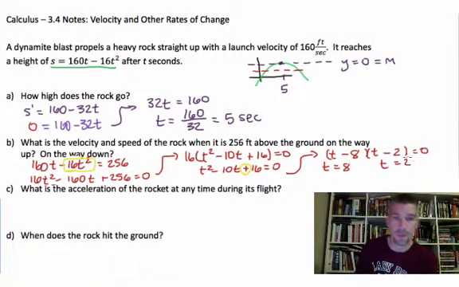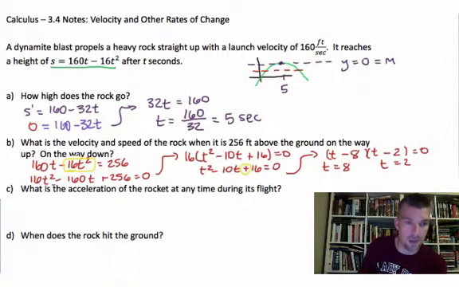So what is the velocity and speed of the rock when it is 256 feet above the ground on the way up and on the way down? Well, that's at times of 8 and 2. So what do I do to finish this problem off? I come back over here to my equation for the derivative.